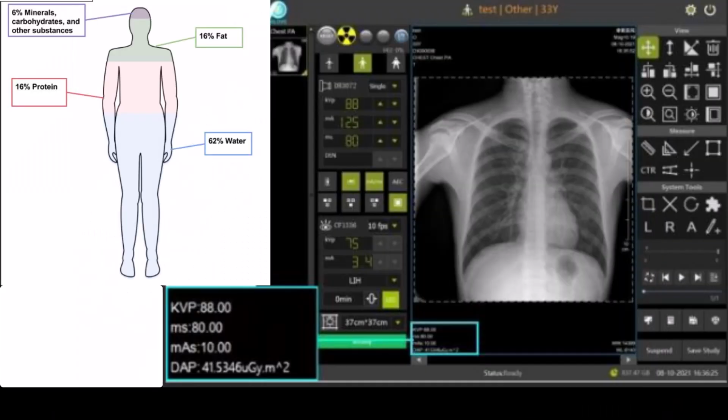through. For example, in a typical chest X-ray, about 90% of the X-ray photons are absorbed or scattered, and approximately 10% penetrate through the body. This is like the absorption rate for water.